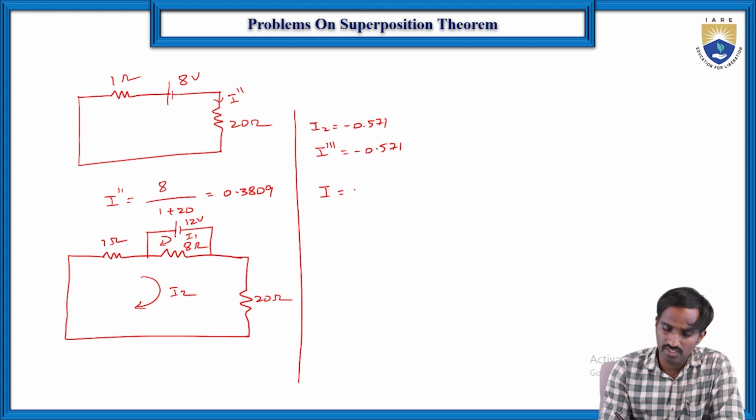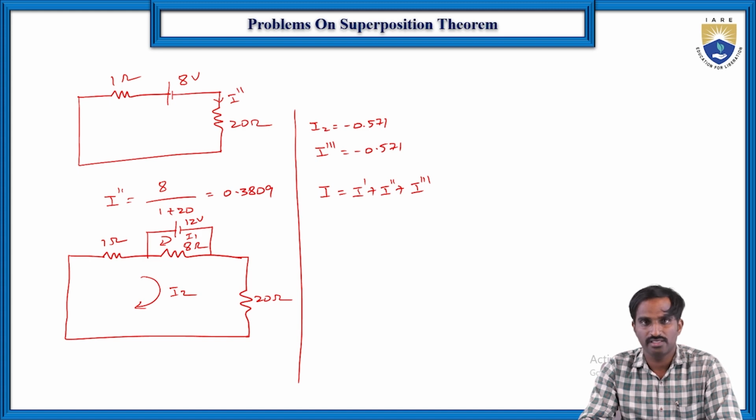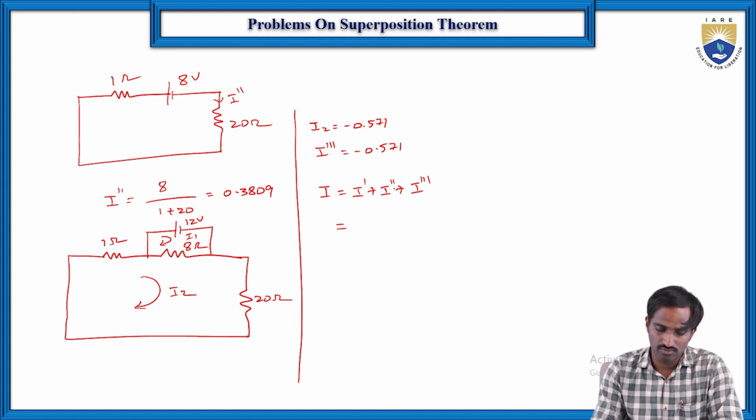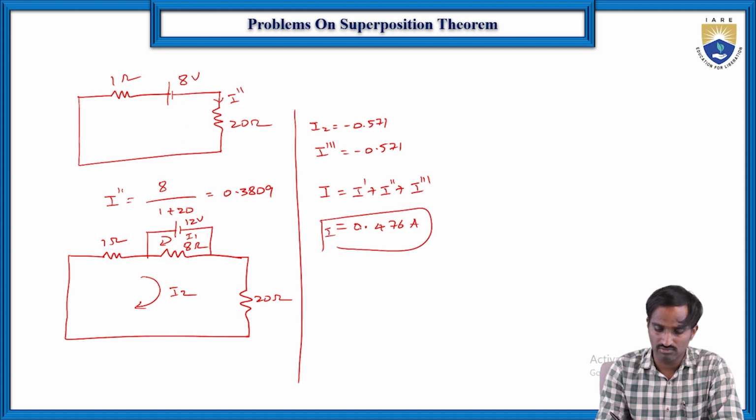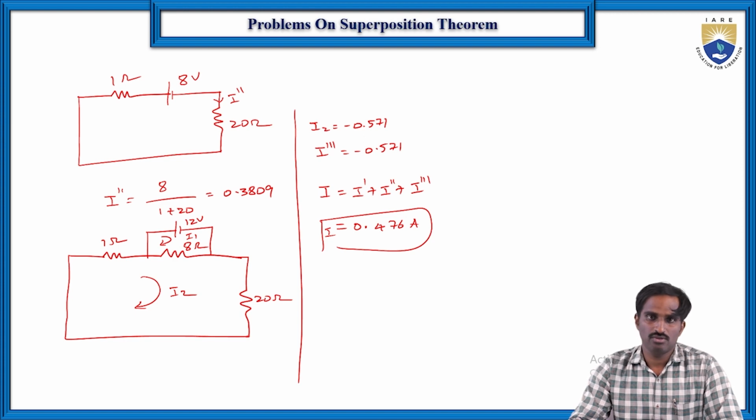Then I is equal to I dash plus I double dash plus I triple dash. If you substitute I dash, I double dash and I triple dash from the equations that we got, then finally I is equal to 0.476 amperes. So this is the value that we got. This is the way we can solve various problems.